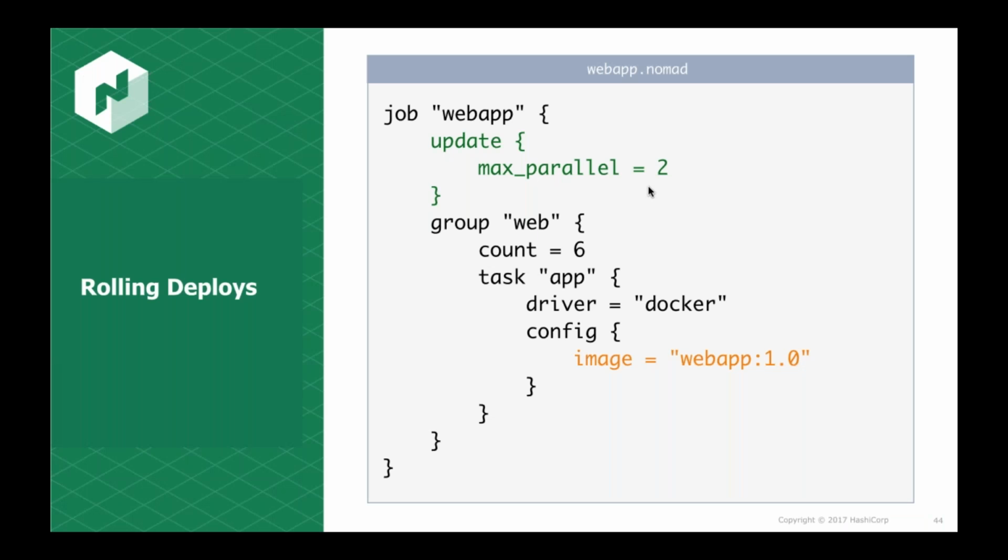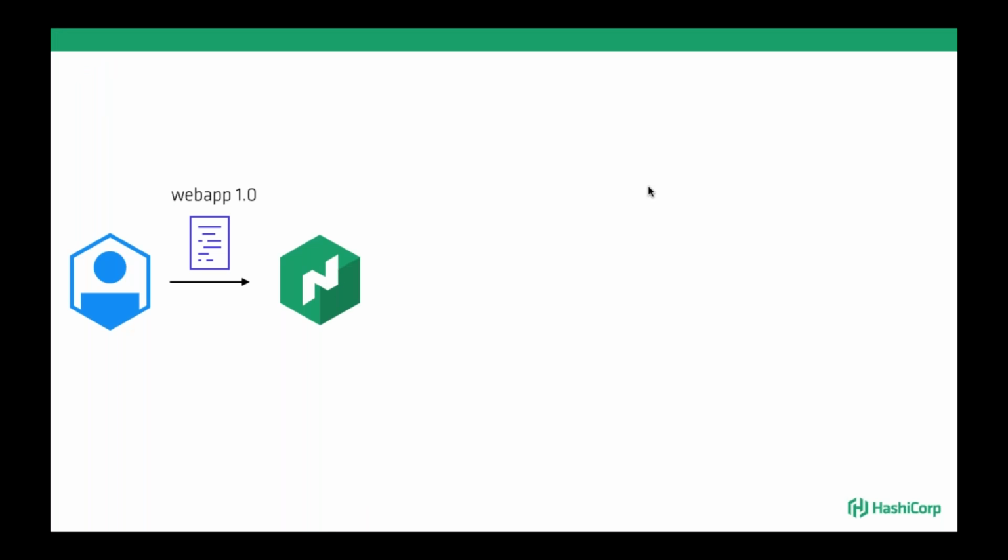So what does it look like to just do a simple rolling deploy? Basically, we specify our update block and just tell Nomad what's our maximum parallelism here. So here we've defined that we have our web group, which has a count of 6 instances. So we have 6 instances of our web app, and we update 2 at a time here. And we're just going to do a stagger using the default value, which I believe is 30 seconds.